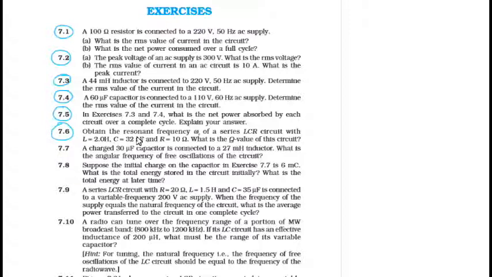Question: Obtain the resonant frequency omega r of a series LCR circuit with L equal to 2.0 H, C equal to 32 microfarad and R equal to 10 ohm. What is the Q value of this circuit? So let us see the solution. 7.6.